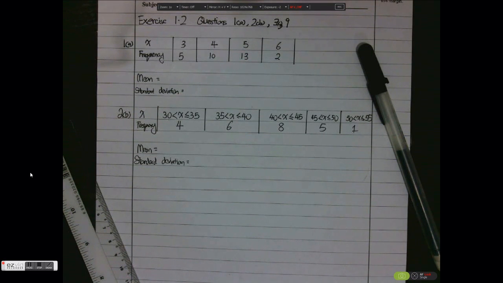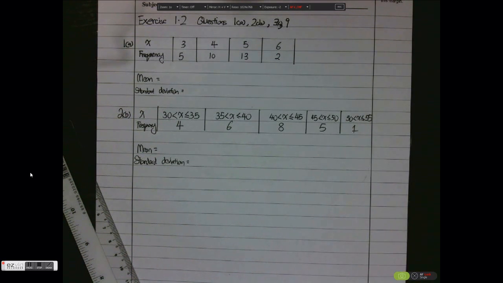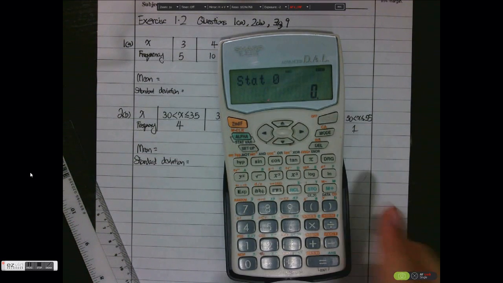Okay, now first one, 1A, quite simple. I will alternate between using the Sharp and the Casio to make it a bit fair. So first one, I shall use the Sharp calculator. Okay, I'm in the correct mode now.